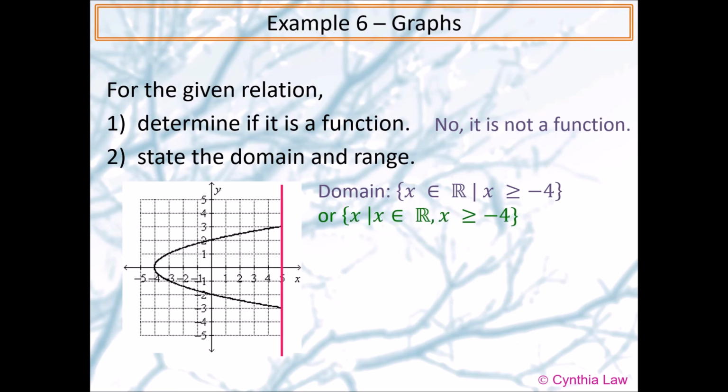For the range, we notice that as x becomes really large, the curve just goes on forever, and at the bottom part of the curve, y just keeps getting smaller and smaller. And then at the top parts, y keeps getting larger and larger. So that means y could be anything. So the range is the real number set. And when we write it the formal way, this is what it looks like.